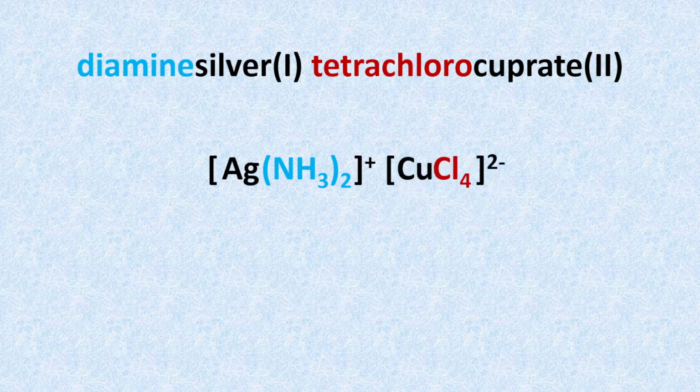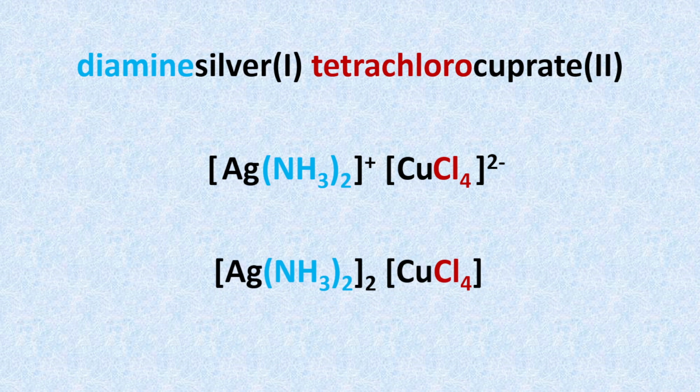Tetrachlorocuprate 2 negative charge. Now balance the coordination sphere using the crisscross method to get the chemical formula.